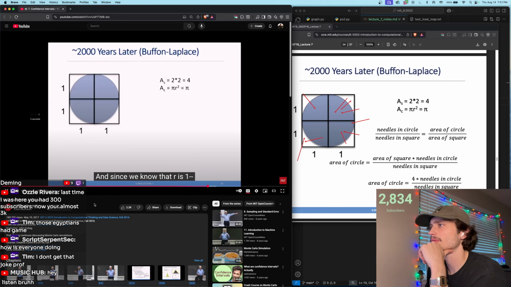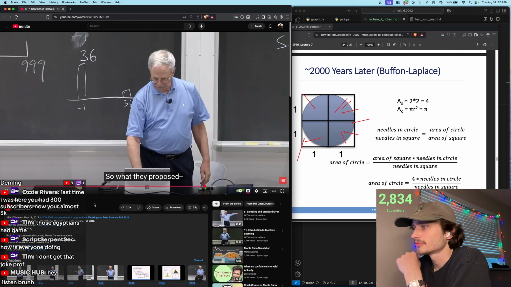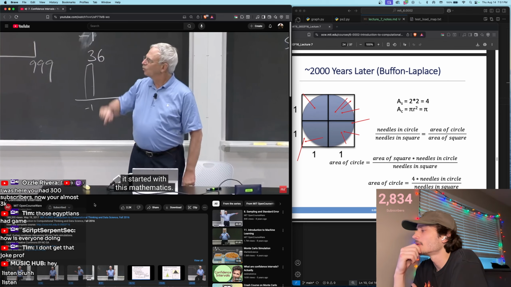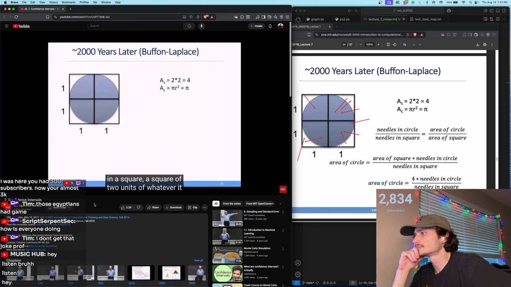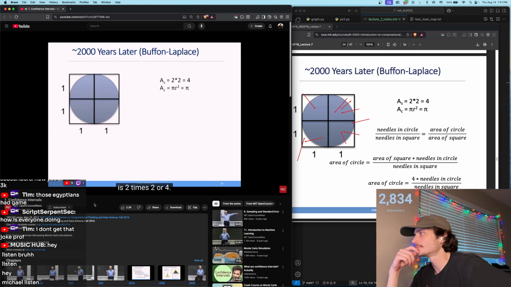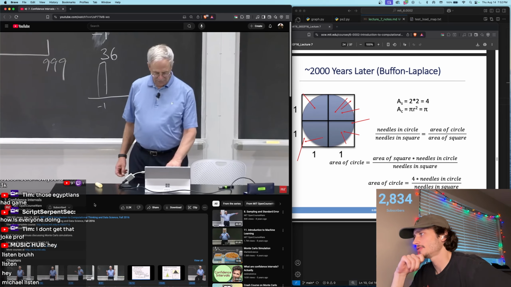Hold on, I want to look at this mathematics again. This is really interesting. So what they proposed started with this mathematics. They took a circle and inscribed it in a square, a square of 2 units of whatever it is per side. And therefore, we know that the area of the square is 2 times 2, or 4. We know that the area of the circle is pi r squared. And since we know that r is 1, because that's the square it's inscribed in, we know that the area of the circle is exactly pi.